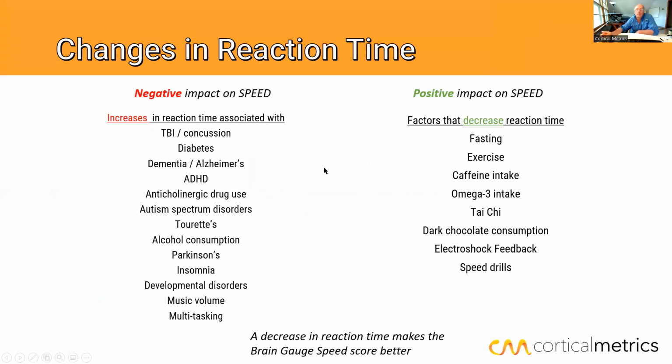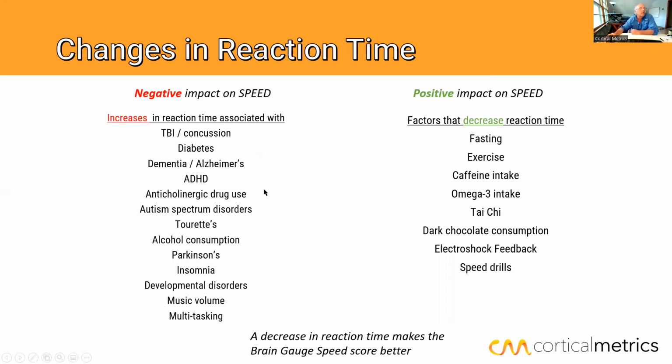So here's the fun part. Again, this is a short list. You'll find other things that have a negative impact on the speed score and other things that have a positive impact on speed. The negative impact on speed means things that make you slower or make your reaction time increase. Here's a list, and just because the reaction time is high does not mean they have a concussion. Just because the reaction time is high does not mean they have diabetes.